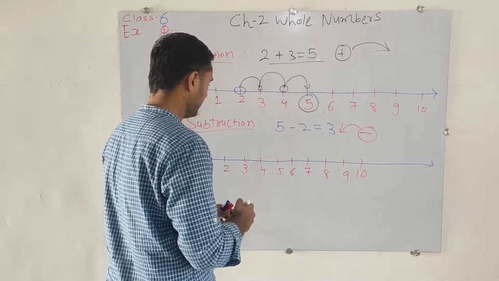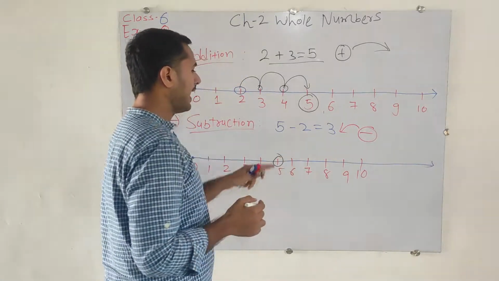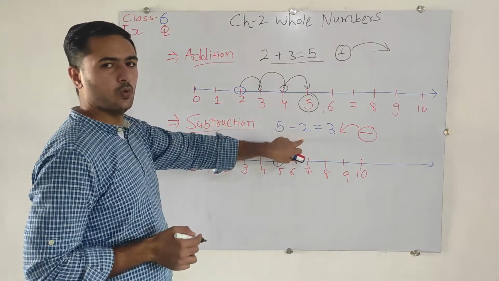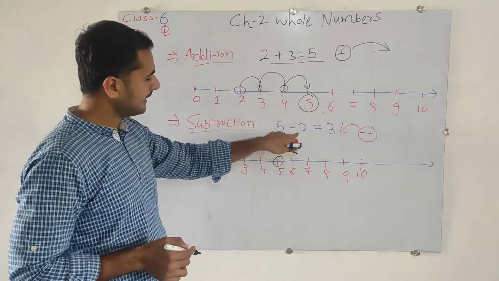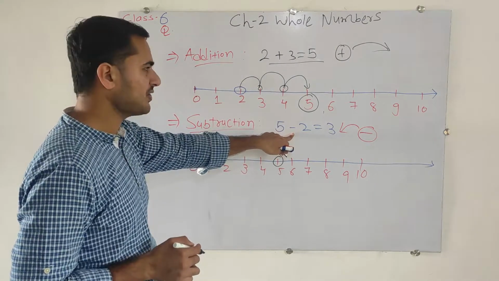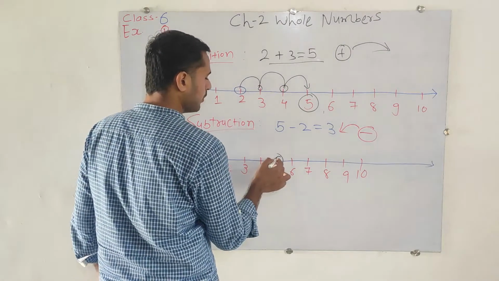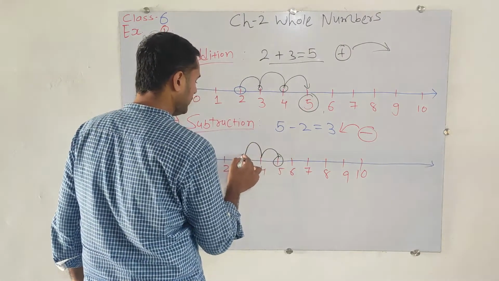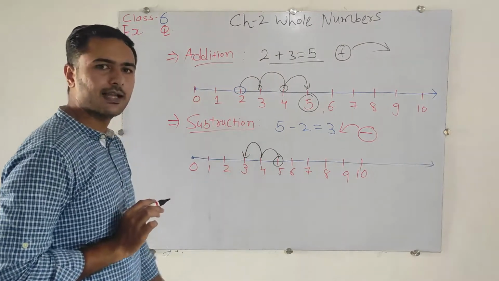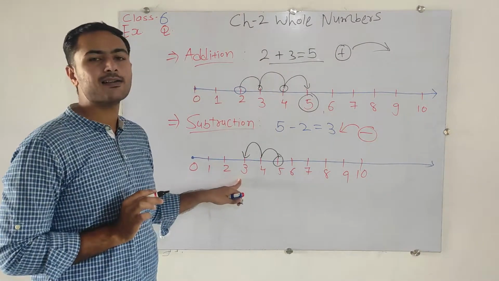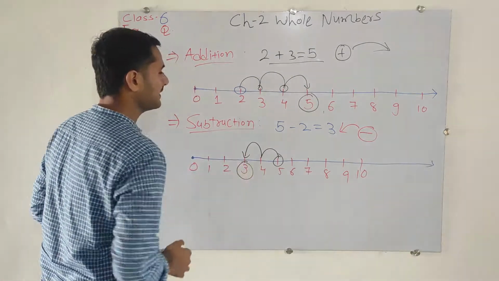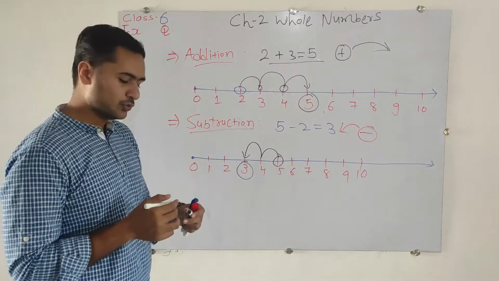Here is number 5. Now how many places do we need to move? 2, because the next number is 2. And here is the minus sign, subtraction. It means we will move towards the left-hand side. So from here I will move two places to the left, 1 and 2. Now just identify the last number, that is 3. It means that is our answer. 5 minus 2 is 3.